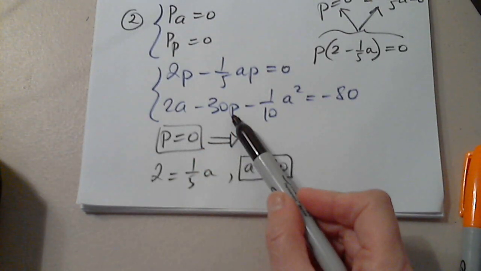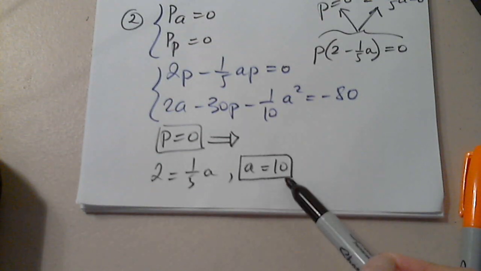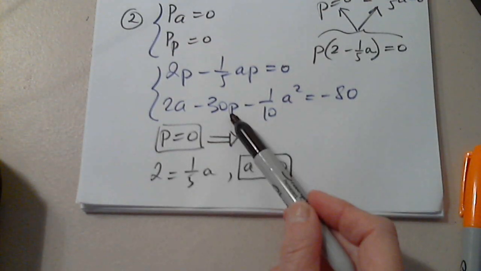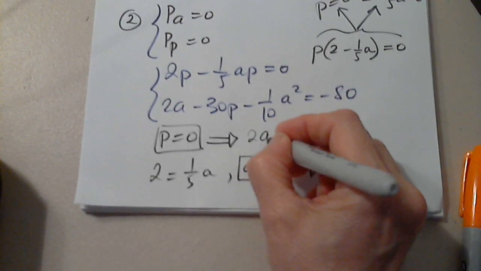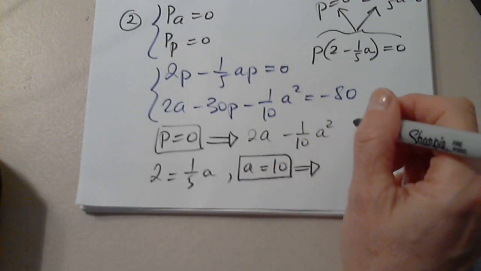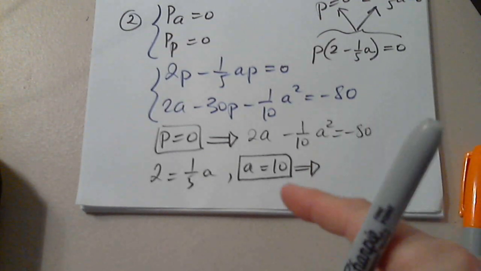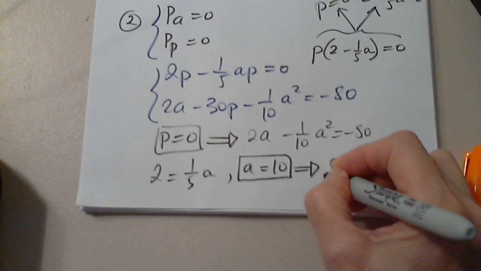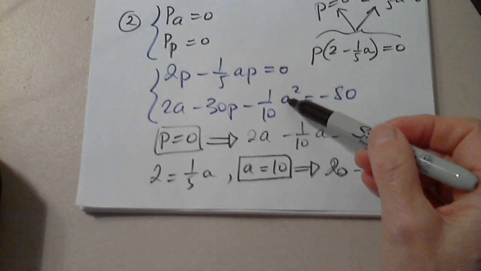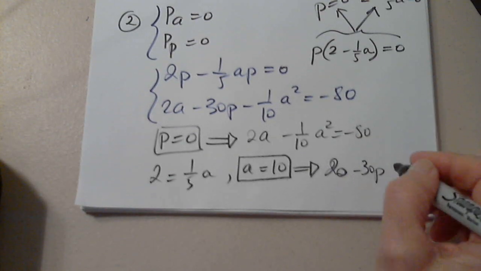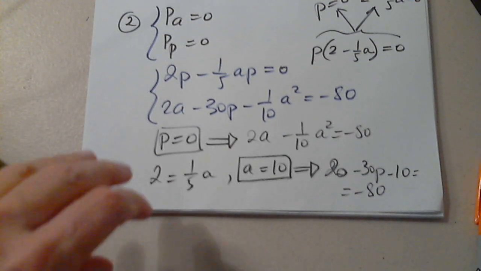So if P is 0, then I will have to determine A. If A is 10, then I will have to determine P. So when P is 0, I have 2A minus 1/10 A squared equals negative 80. And I have to solve this equation in a minute. Now when A is 10, I have 20 minus 30P, 10 squared, 100. 100 divided by 10 is 10, minus 10 equals negative 80. Good, I'm moving on to the next page.